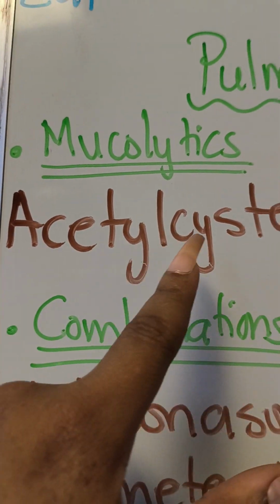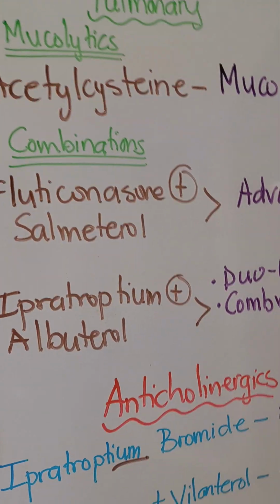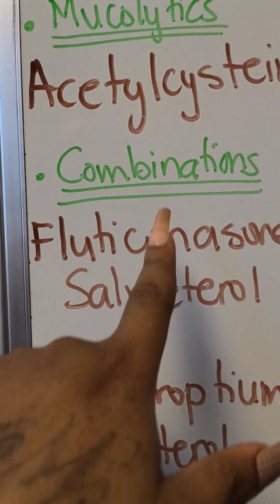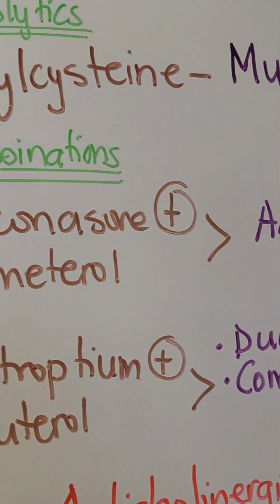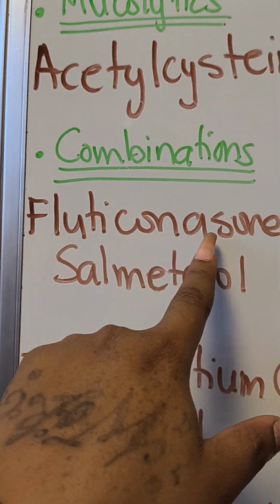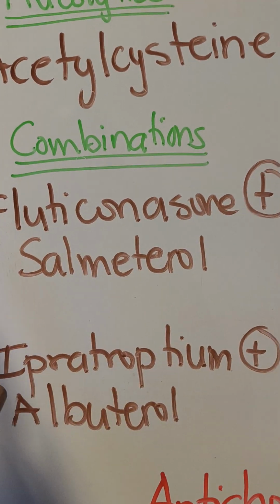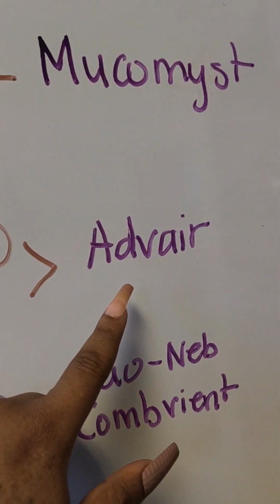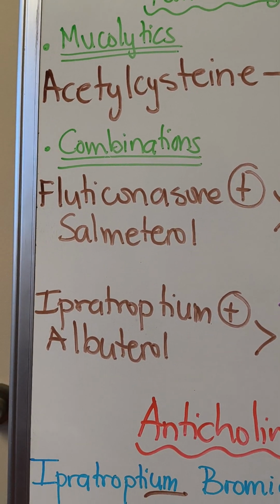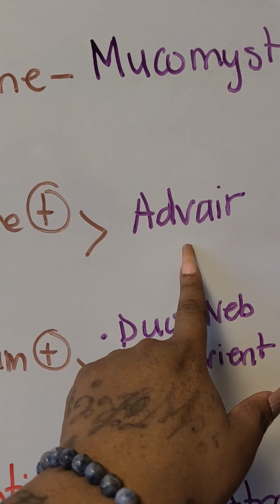Mucomyst is acetylcysteine. Okay? Now the pulmonary combination medications here mean that we are combining two medications, so that's why it says combinations. Pulmonary combinations, we have two medications here. Both of them are combinations. Fluticasone by itself is Flonase, but if I take fluticasone plus salmeterol, I get Advair. Salmeterol by itself is also a medication. It's called Serevent Diskus. So if I take Flonase and I add Serevent Diskus, I am making Advair.